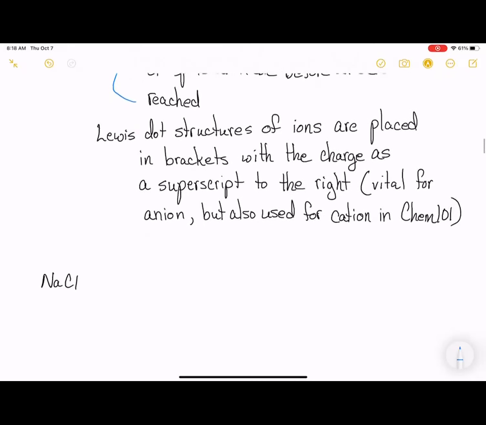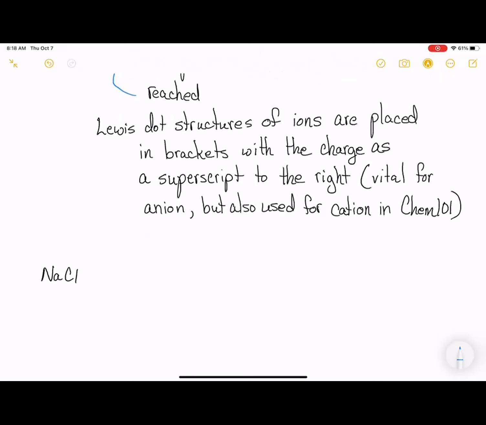Okay, so we are going to actually get into forming ionic compounds and developing the Lewis dot structure for an ionic compound. So we have sodium and we have chlorine. Sodium is in group number 1, so it has 1 valence electron, because that is its outermost electron. Chlorine is in group 17. The last digit is a 7, so it's going to have 7 valence electrons.